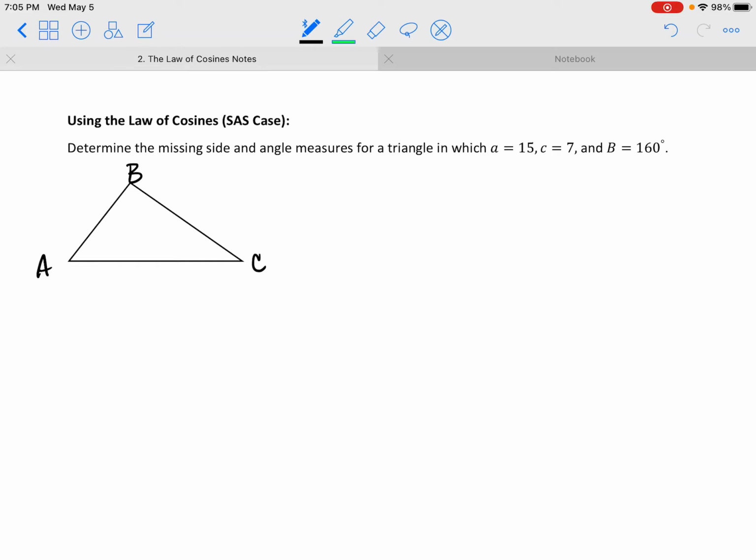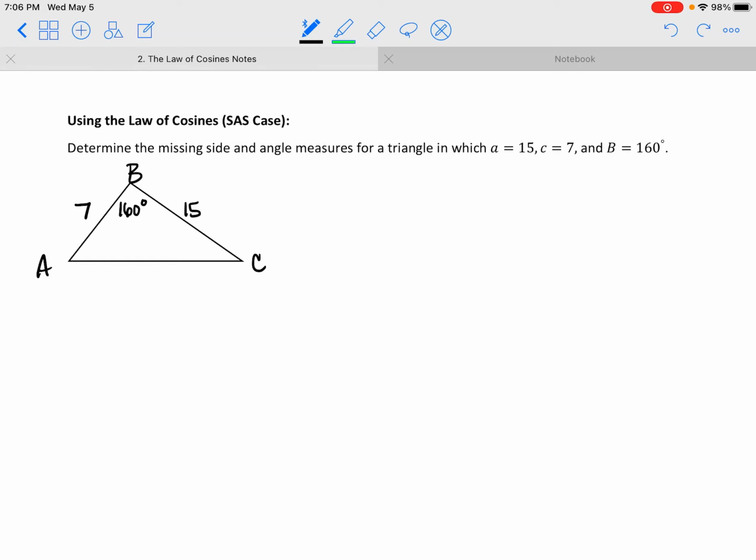I just put it there so you didn't have to draw your own triangle if you were printing. So A is 15, that's across from A, and C is 7, that's across from C, and the measure of angle B is 160 degrees, so I'm going to put 160 degrees in there. So side angle side case, okay? We actually already have the measure of our largest angle, which is great. That means the other two angles in the triangle have to be acute. But again, this is not something that I could use the law of sines on because I can't make a ratio of my angle to the side that's across from it. So I'm going to use the law of cosines.